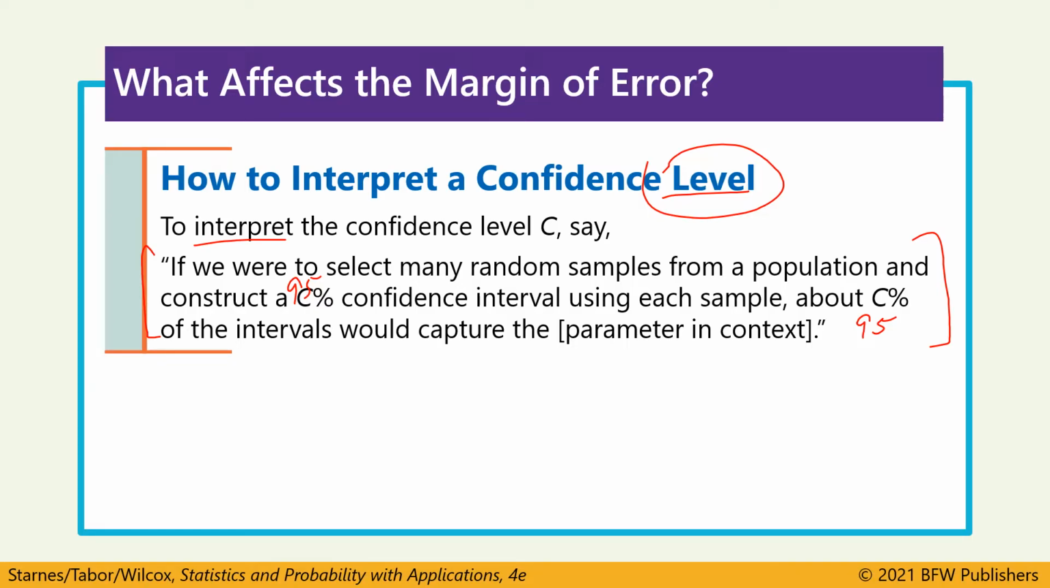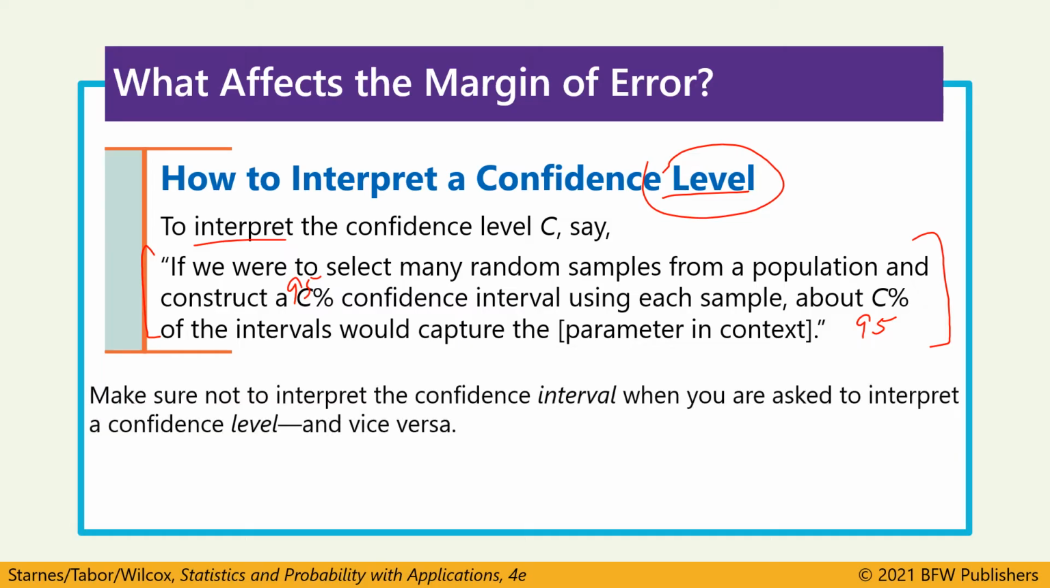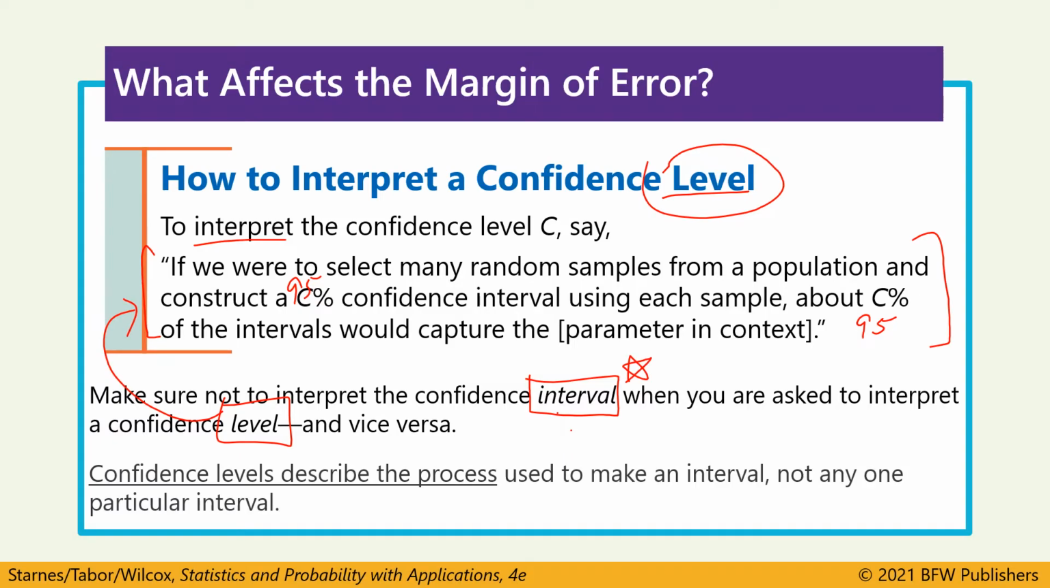Now note this is different to the form we used in the last section where we said we are 95% confident that the true proportion of all adults who would rate healthcare as their primary concern is in between 10% and 18%. Make sure you're giving the right form answer depending on the question. Interval versus level, two different answers. Level is this one right here. Interval is the one that we did in the last section.